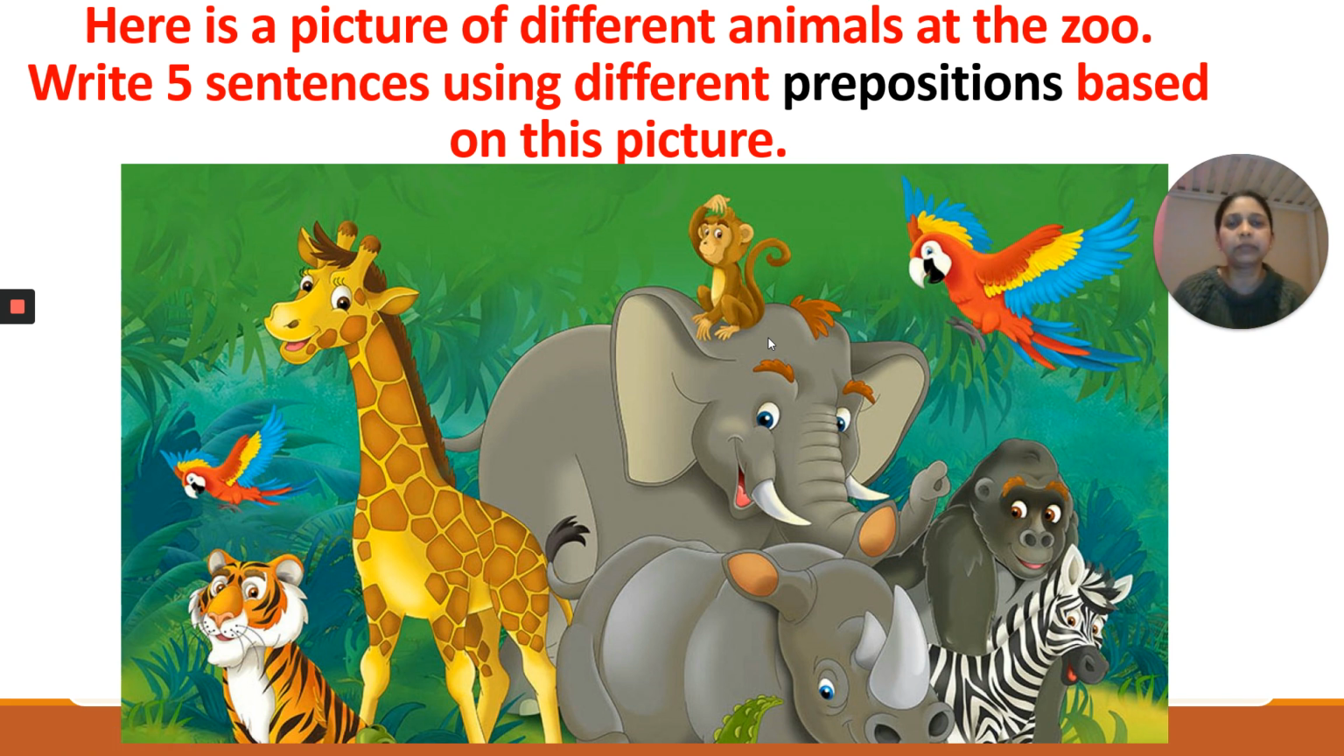Okay, let me do one. The monkey is sitting on the elephant. Okay, so where is the monkey sitting? On the elephant. Okay, so in the same way, I would like you to write 5 sentences using different prepositions. Let me name some of them. So on, in, under, over, next to, beside, between. Okay, so I've given you a clue of some of the prepositions that you could use to write your sentences.